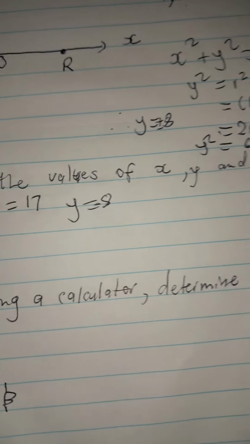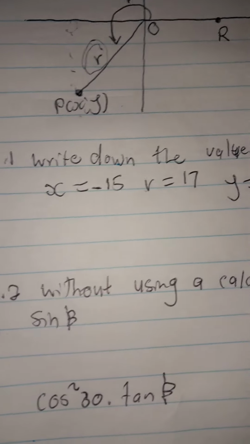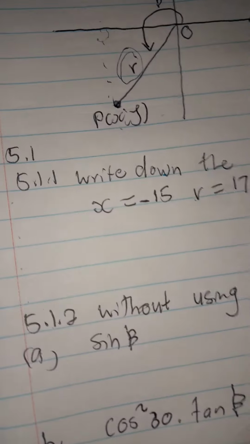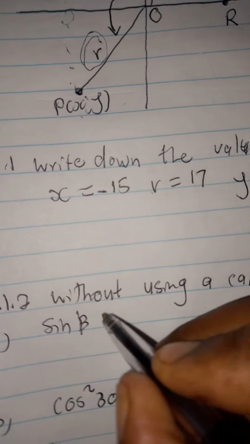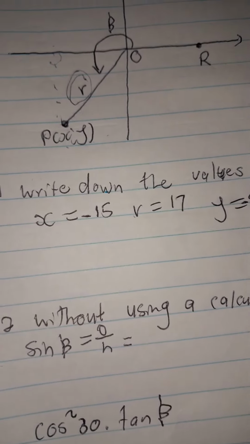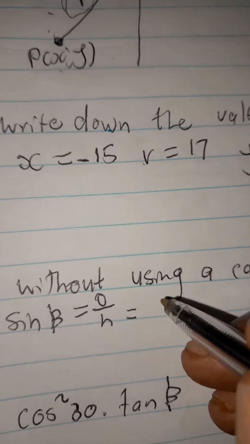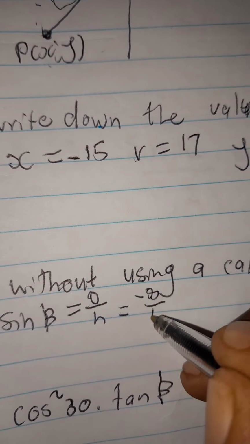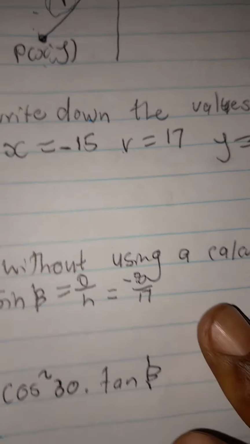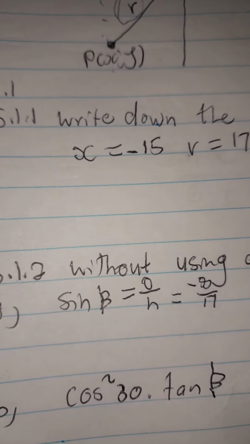Without using a calculator, determine the value of sine beta. Sine beta, guys, remember it's opposite all over hypotenuse. So in this case, our opposite is denoted by the symbol y. We did get y there as negative, so it's going to be negative 8 all over 17. Then that's how we can get our sine beta, yes.